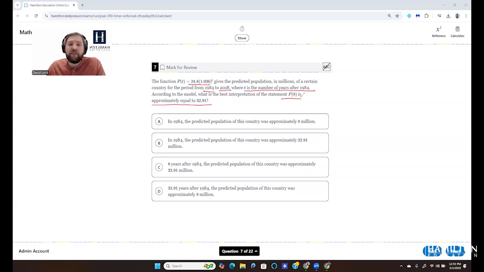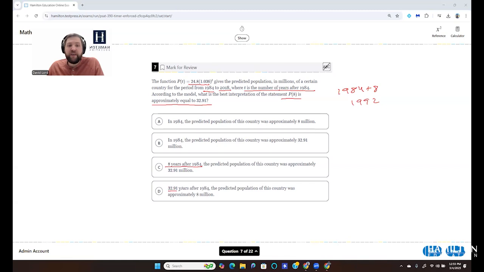So in this case, we know that t is the number of years after 1984. So 8 years after 1984 is going to be 1992. A great year where my fiance was born. So looking at these choices, we kind of want to pick one that is 8 years after 1984. So this one looks pretty good. What other ones could we look at?